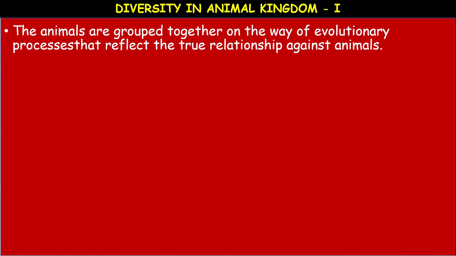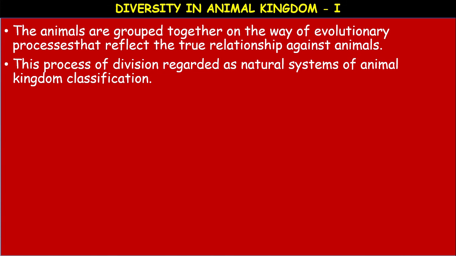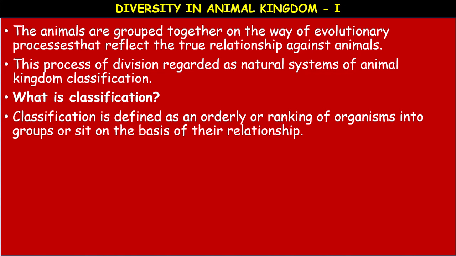The animals are grouped together on the way of evolutionary processes that reflect the true relationship among animals. Okay, what is the meaning? They are grouped together on the way of evolutionary processes, means how unicellular organisms converted into multicellular organisms. Okay, what are the changes that took place? Okay, they reflect the true relationship among the animals. So, this process of division is regarded as a natural system of animal kingdom classification. Okay. Then what is classification? The classification is defined as an orderly ranking of organisms into groups or sets on the basis of their relationships.